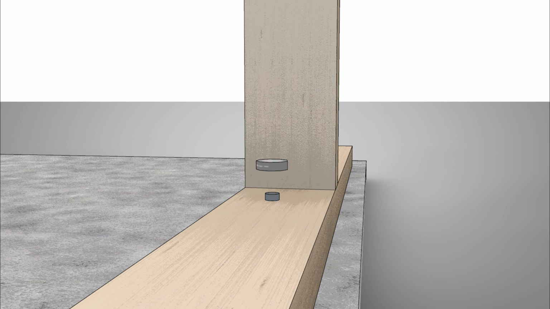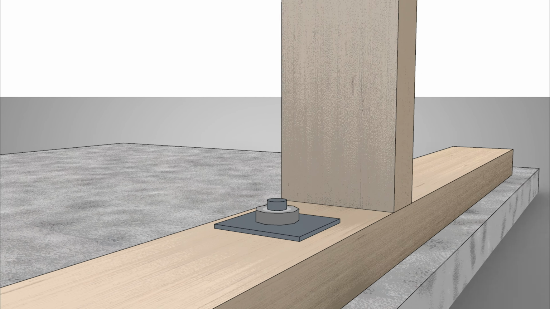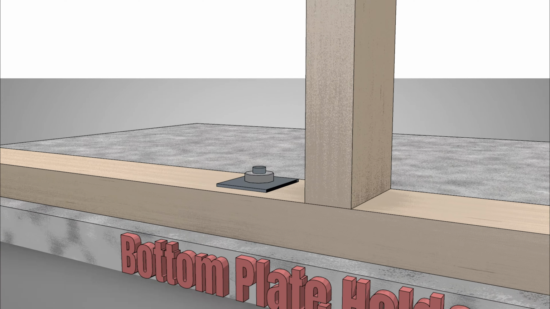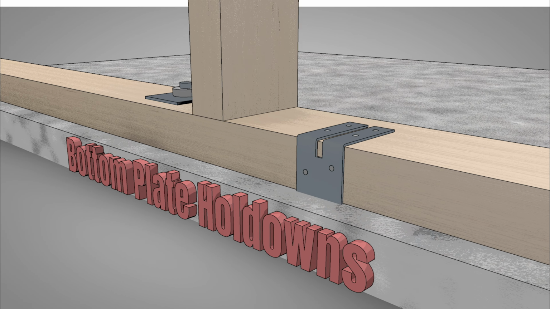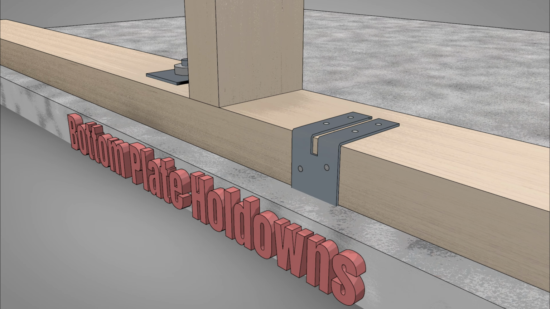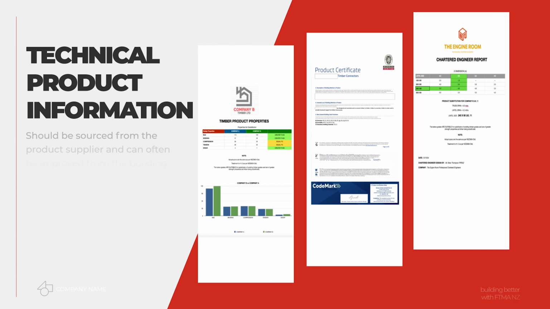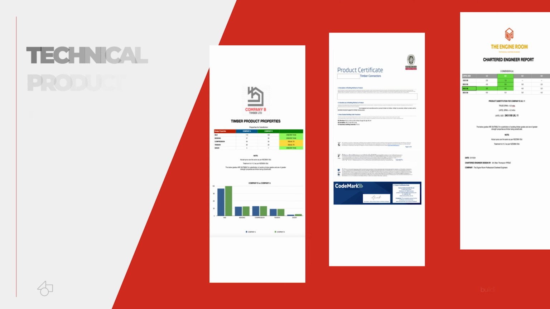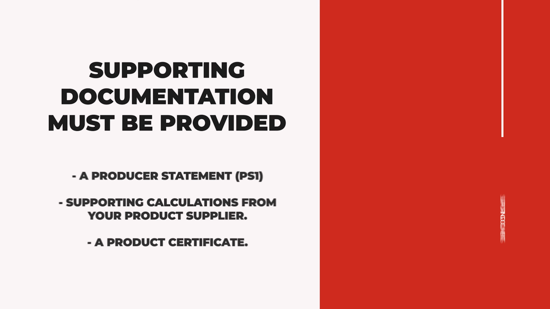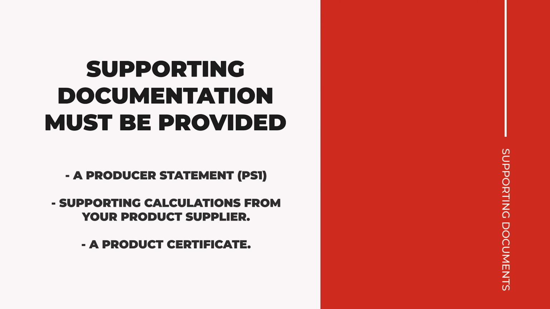Another common example of a simple variation is where substitution of bottom plate hold downs occur. Supply or preference issues may mean swapping bolted connections for alternative metal fixings. Provision of technical product information illustrating comparable loading data could well be approved during a site visit by the building inspector. But when it comes to a minor variation where you may need more than just a conversation with your building inspector, supporting documentation will need to be provided.